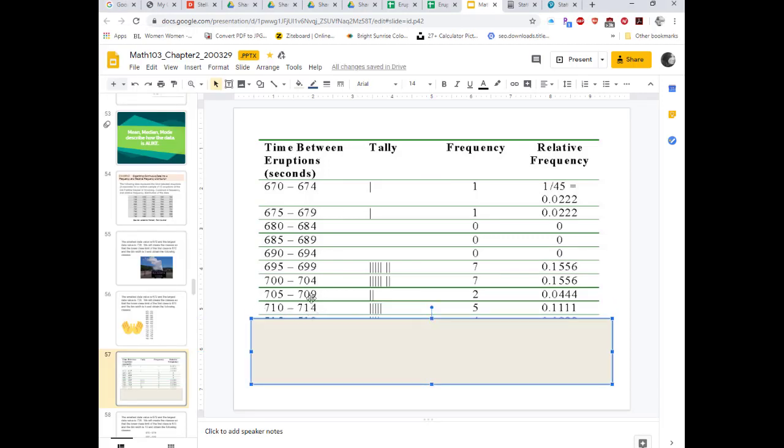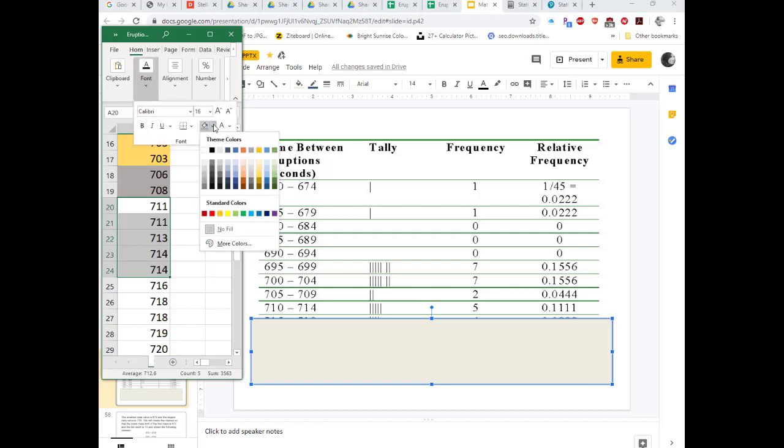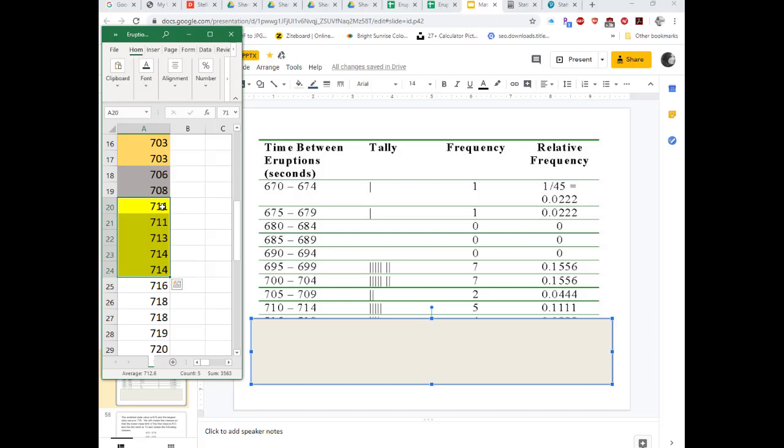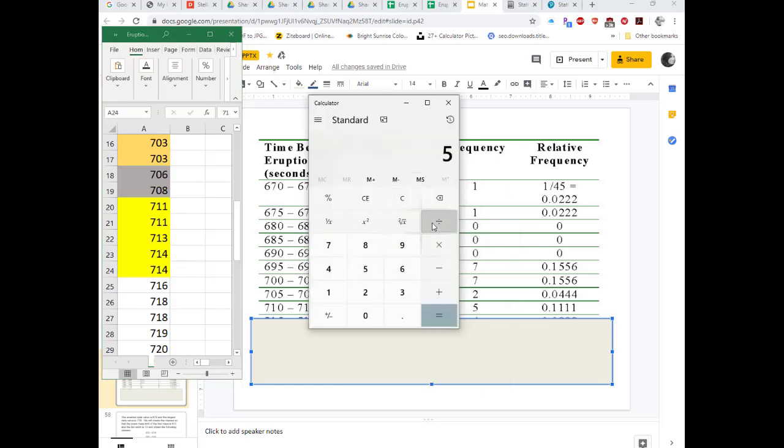710 to 714 is my next bin. Going over here, I have all these right here. I'm going to put these in a color. Can you guess what color I'm going to use? I'm going to use bright yellow this time. That is 5 values: 1, 2, 3, 4, 5. So I have 5, and 5 divided by 45 gives me 0.1111, which would be my relative frequency.